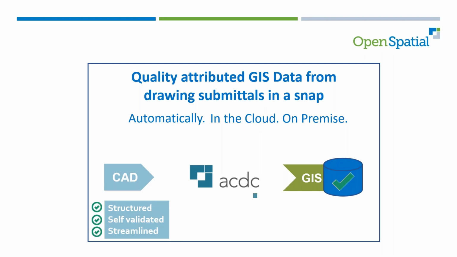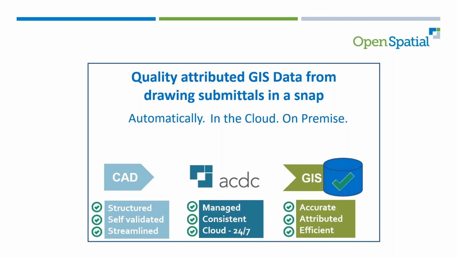The ACDC portal allows the whole process to be managed. It's a consistent validation process, and in the cloud is available 24/7. Meaning that electronic submittals can be validated at any time by outside groups or internal groups. And on the GIS side, you're guaranteed to have accurate, attributed, and efficient data capture procedures.